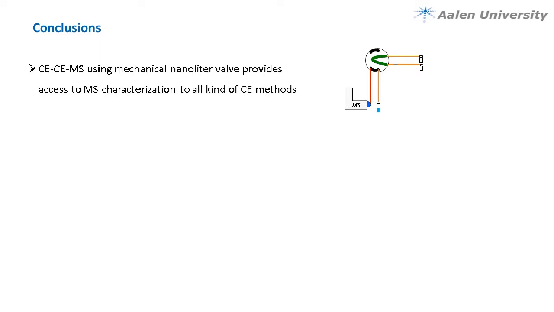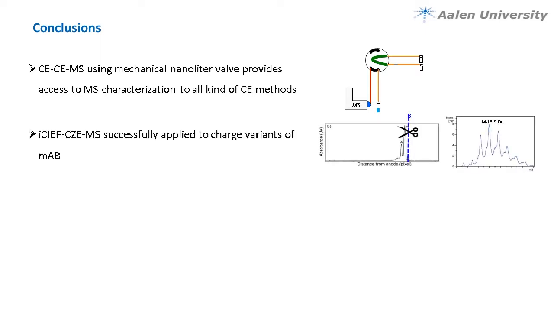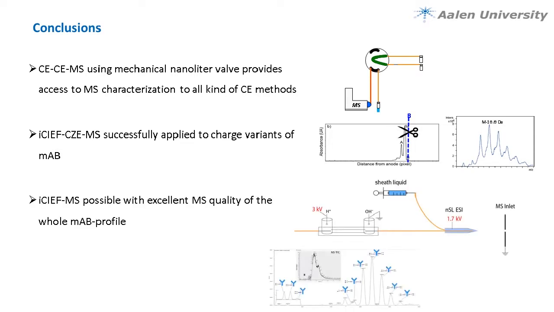So to conclude, I think you have seen that our approach in the 2-dimensional setup is working pretty nicely in general to characterize impurities or unknown peaks in methods that are not CE compatible to mass spectrometry. And this has been shown also for imaging capillary isoelectric focusing. As you have seen, even the minor variants are successfully characterized.